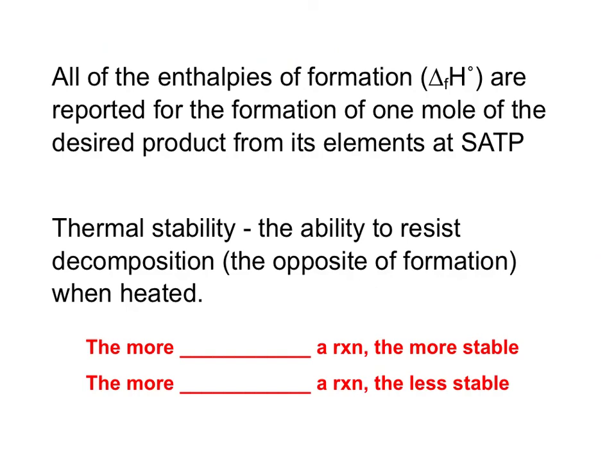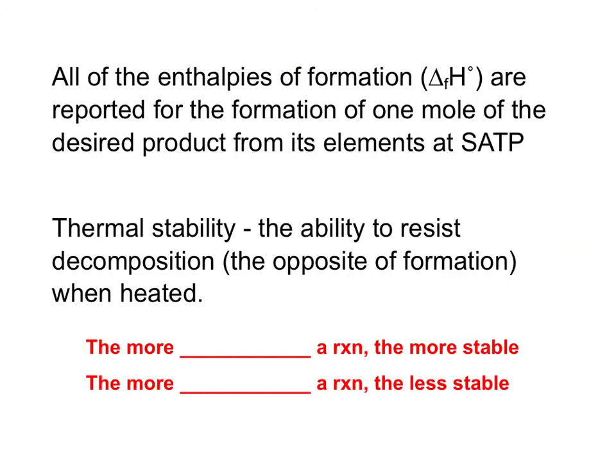All right. Thermal stability. So all of the enthalpy of formation are reported for the formation of 1 mole of the desired products at SATP. So thermal stability is the ability to resist decomposition. So it would be the opposite of formation. So we would flip the sign of a delta H.